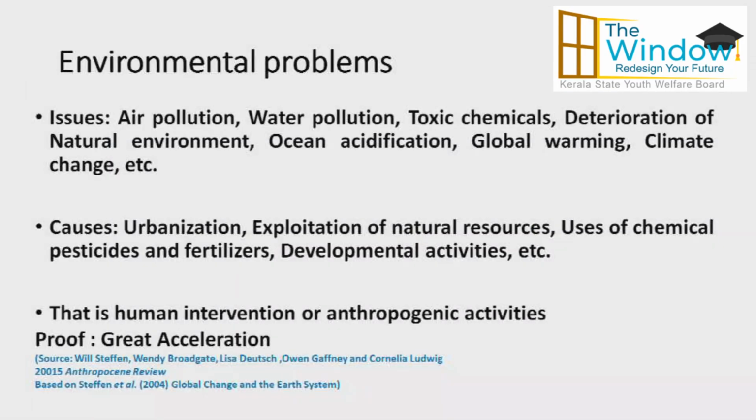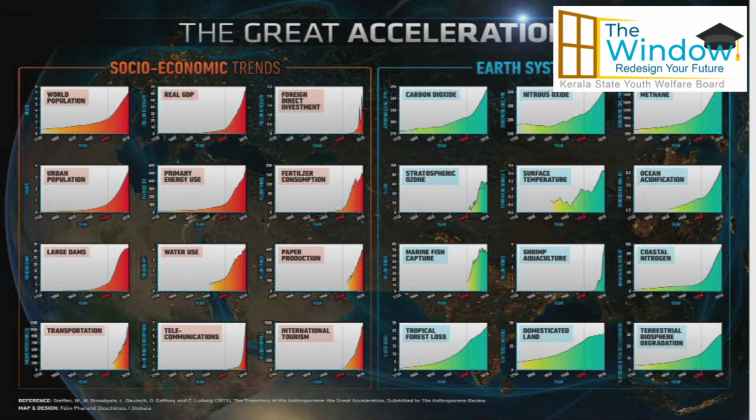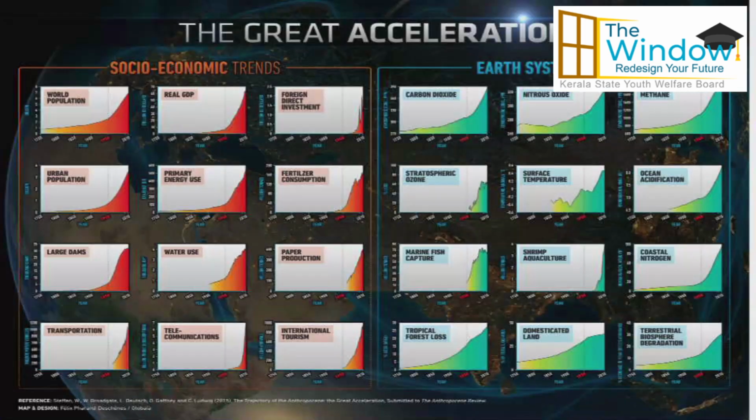So what is the great acceleration? The concept of great acceleration: the Anthropocene Review reported that the changes in the earth system during the last 50 years are greater than in the previous centuries. So they considered 24 major variables related to environmental change. Among them, 12 are related to natural causes and 12 are related to human activities. In this great acceleration figure, the left side shows the socio-economic trends and the right side shows the earth system trends, the changes in the earth system.